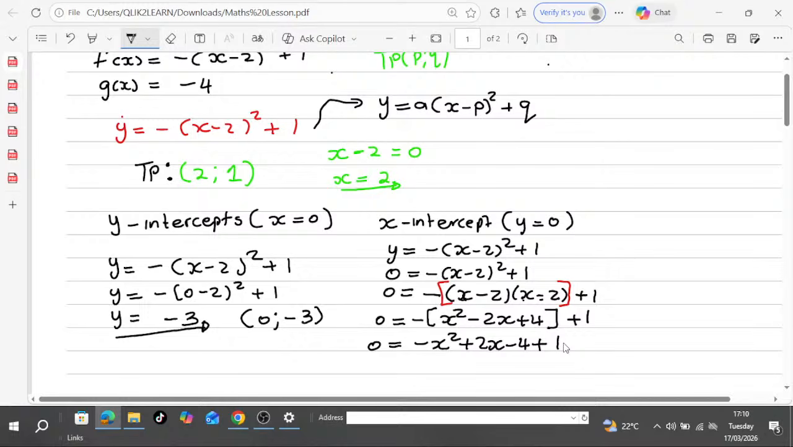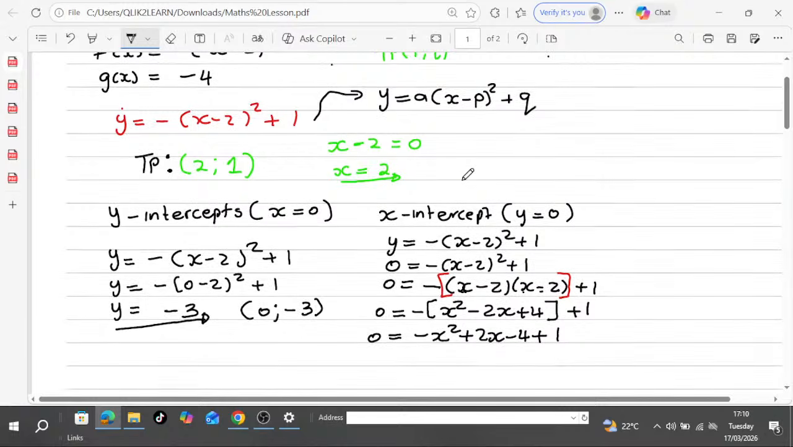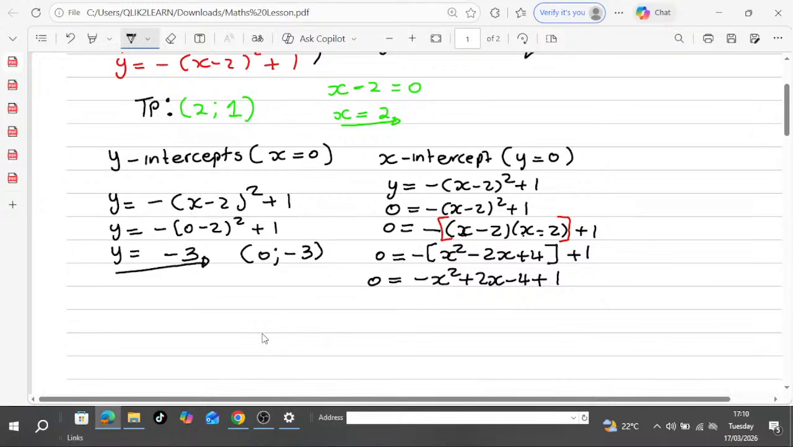Okay, so when it's like this, we can just add the like terms and say 0 is equal to minus x squared plus 2x minus 4 plus 1, which is negative 3. Now remember, before we factorize, we need to make sure that the value of a is positive. So we need to divide everything by negative 1. So this will be x squared minus 2x.